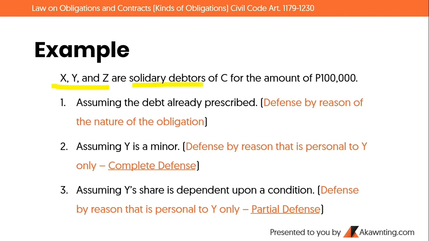So, X, Y, and Z are solidary debtors of C for the amount of 100,000. Okay? Assuming the debt already prescribed. Okay. Ang magiging defense, let's say, mamili tayo. Pag sinisingil ni C si Y, ang pwede niyang maging defense ay nag-prescribe na yung debt para hindi bayaran. Tama? Which is a valid defense. This defense is based on the nature of the obligation. Because the obligation is no longer existing. It's no longer a civil obligation kasi nag-prescribe na. Okay? So in this case, Y's defense is based on the nature of the obligation itself. Which is, yun, hindi mo ako pwedeng singilin. Wala na akong obligation kasi nag-prescribe na yung debt.